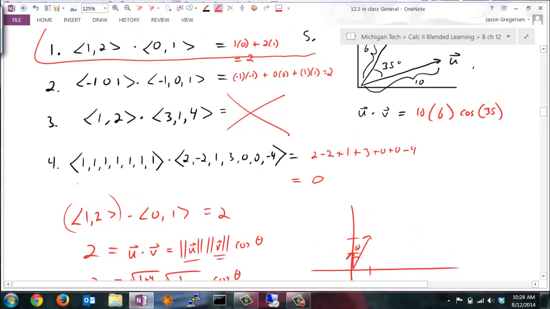If we look at number 4 here, this vector and this vector, their dot product was equal to 0. What does that tell me about these two vectors? They're perpendicular. Right? Whatever that looks like in 7 space, I don't know. But that has some sort of physical meaning for this problem, that they are perpendicular. They are not aligned at all. There is 0 alignment between these two things.